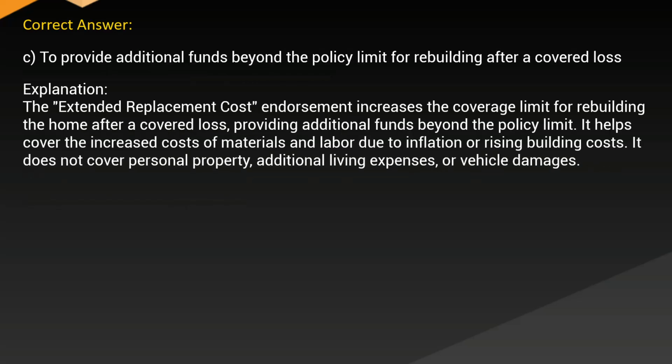Correct answer. C. To provide additional funds beyond the policy limit for rebuilding after a covered loss. Explanation. The extended replacement cost endorsement increases the coverage limit for rebuilding the home after a covered loss, providing additional funds beyond the policy limit. It helps cover the increased costs of materials and labor due to inflation or rising building costs. It does not cover personal property, additional living expenses, or vehicle damages.